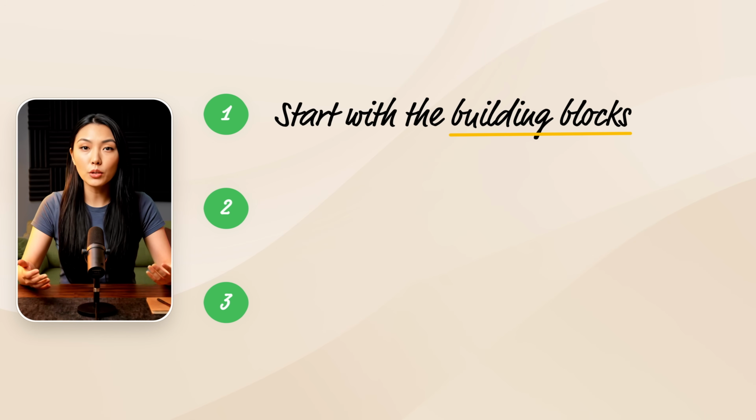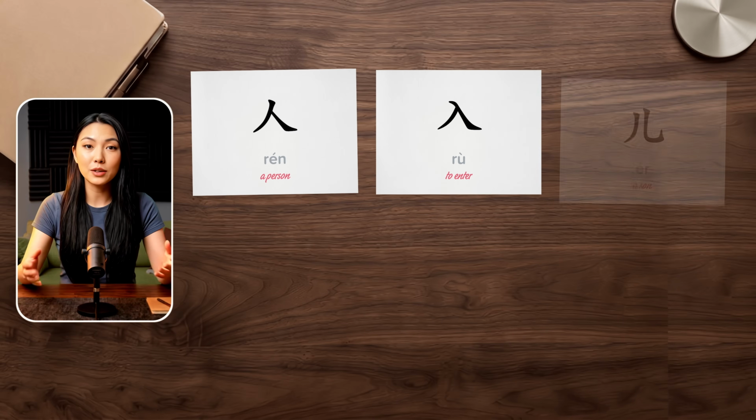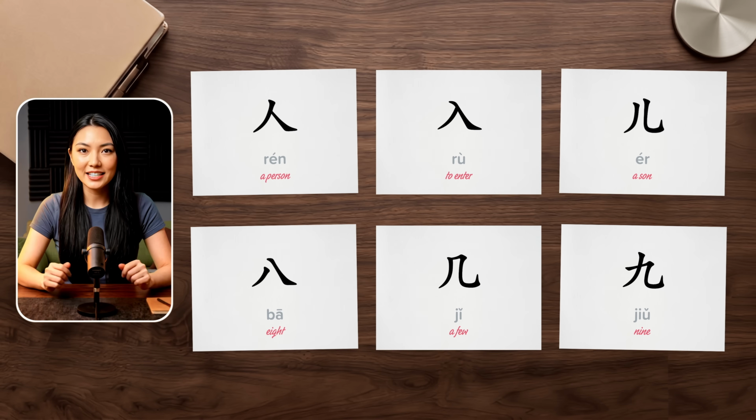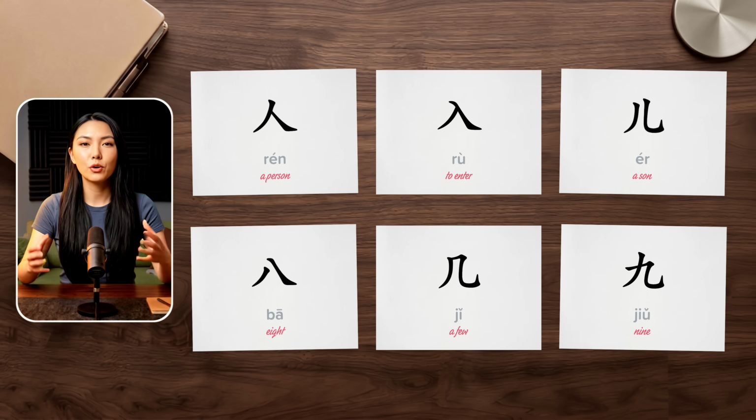First, start with the building blocks. There's no alphabet in Chinese, but there is a small set of core characters that appear again and again. Many of them look almost identical at first, but they are completely different. And that matters, because many of these basic characters are also the radicals we talked about earlier. So you're learning the characters that will be helping you make sense of what comes later.